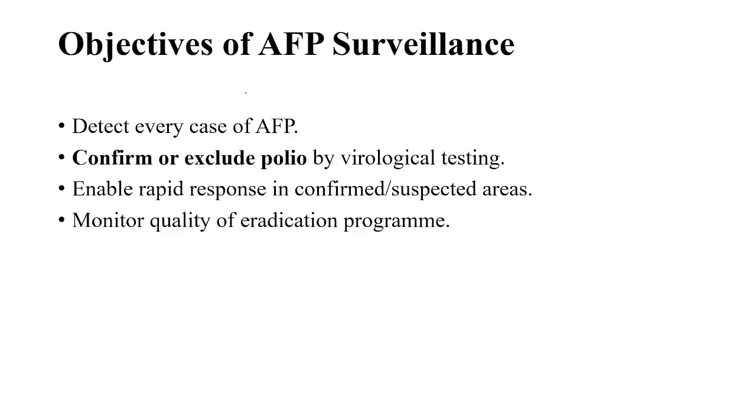Next, I have the objectives of my AFP surveillance. It will help to detect every case of AFP. It will confirm or exclude polio by virological testing. I have culture, the gold standard method, using mouse, rat cell, and kidney cell lines, and other things. Then rapid response in confirmed or suspected areas. It's area-wise: polio, if it is present, will affect an area, not a single individual. And it will help me to monitor the quality of my eradication program.